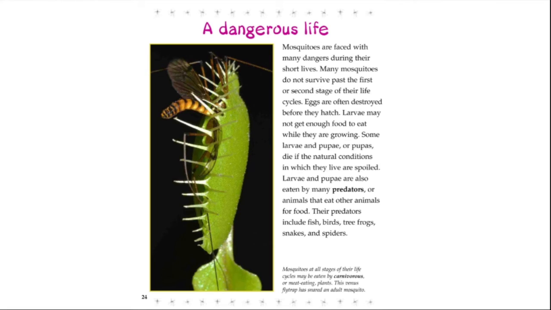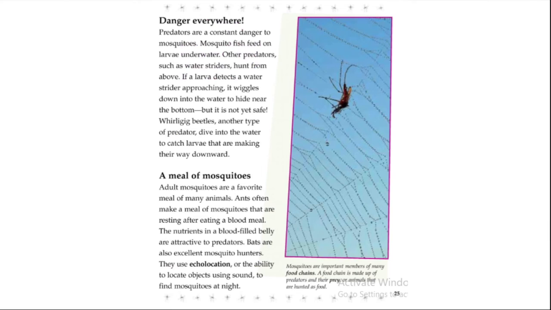Larvae and pupae are eaten by many predators, or animals that eat other animals for food. Their predators include fish, birds, tree frogs, snakes, and spiders. Danger everywhere. Predators are a constant danger to mosquitoes. Mosquito fish feed on larvae underwater. Other predators, such as the water striders, hunt from above.